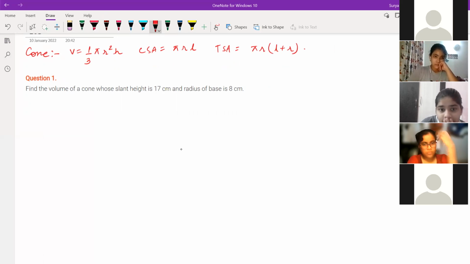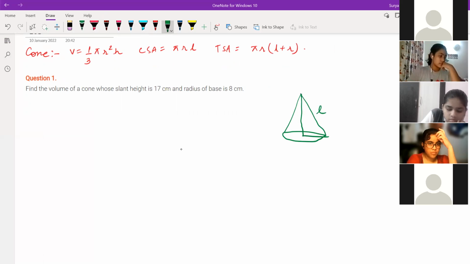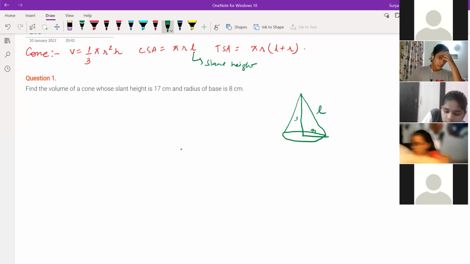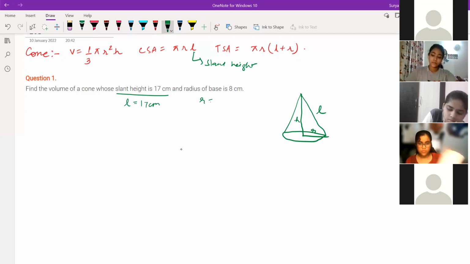So remember, children, here 2 things are there. Try to understand. If you are having a cone, you should know 2 things. The slant height is this one, that is L. This is your slant height. R is the radius, H is your normal height. So here slant height is given to you. It means L is equal to 17 centimeter, not H. Try to understand. Children will make mistakes here only. Radius of base, that R is equal to 8.